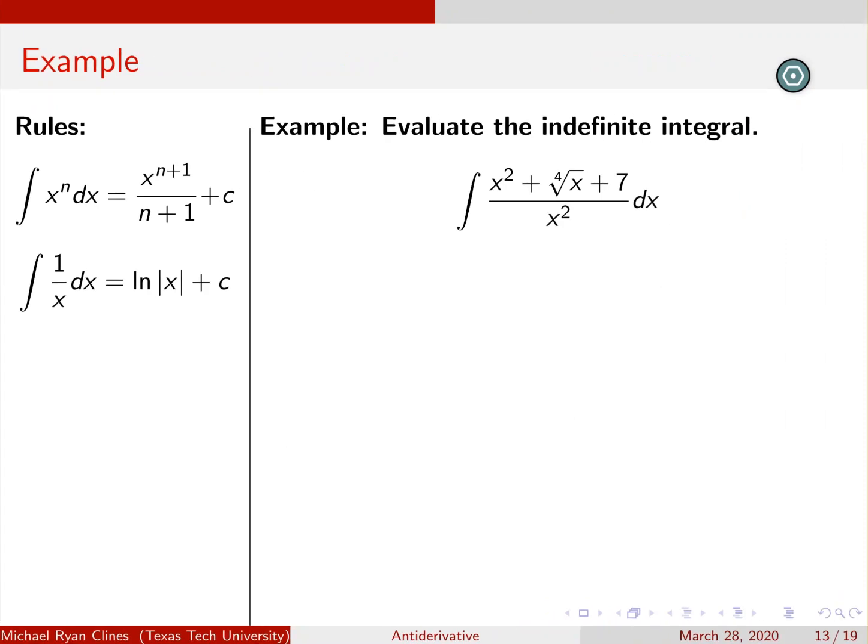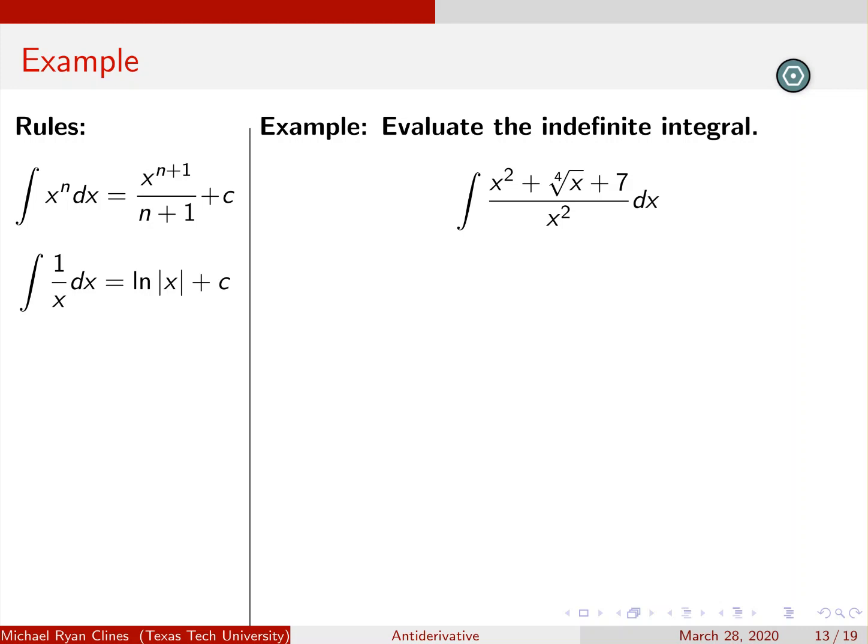Whew. Well, that just looks fun. All right. So we have the integral of x squared plus the 4th root of x plus 7 over x squared dx. So just like in every situation we've accomplished so far, the first thing we want to do is write it in a simpler form.